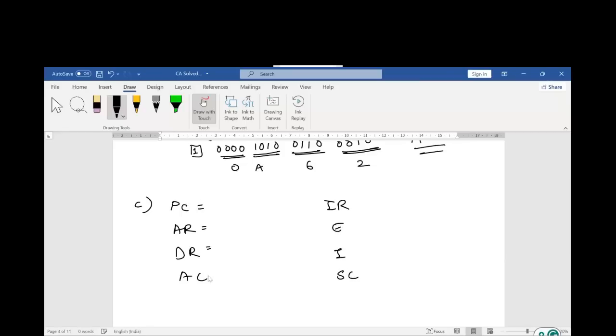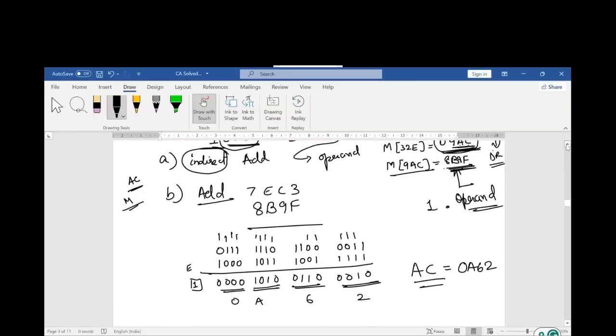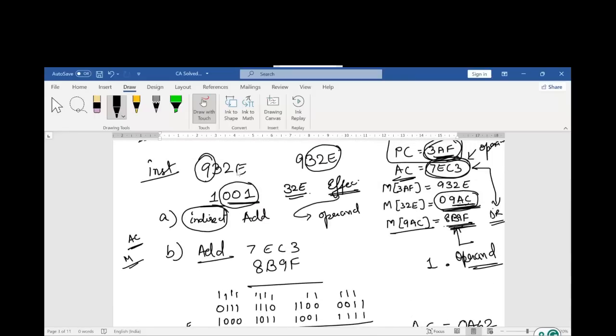Initially, what was the value of PC? 3AF. As soon as the instruction is fetched, your PC would be incremented and it would become 3B0. Now AR. What will be stored in AR? Whatever is your instruction, your instruction was 09AC.